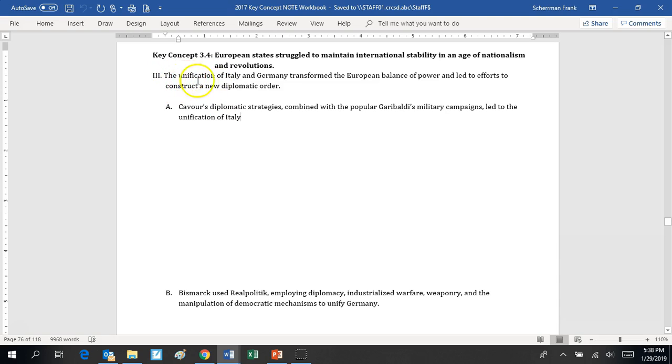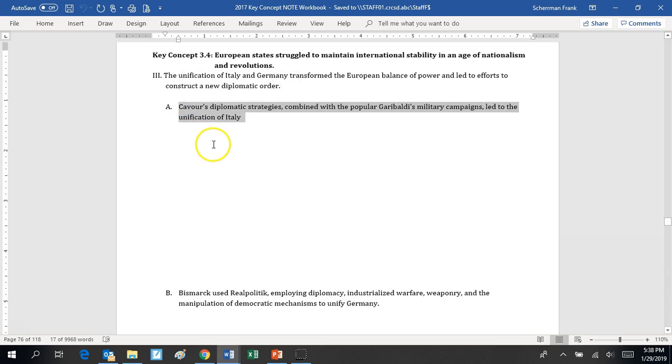When these two countries are unified, Italy and Germany, we are going to see a major transformation of the balance of power. Germany will really do that. Italy will be a strong political power for a short period of time, but then they will kind of disappear. Germany will dominate our course and the European scene all the way through the end of World War II and even into modern day. All right, so we're going to focus on Camillo Cavour, right?